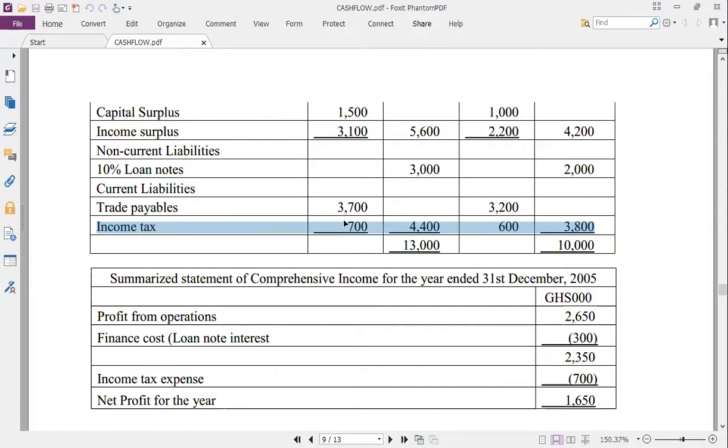Now let's continue the game. So the opening balance is 600, closing balance is 700, income tax expense is 700. Let me take it again. Opening balance is 600 here, closing balance is here, 700. And then the income tax expense, the one that is in the income statement, the profit and loss statement, that's the income tax expense, which is also 700.